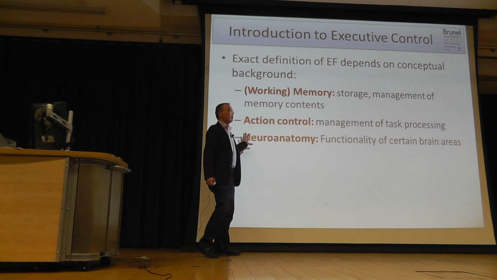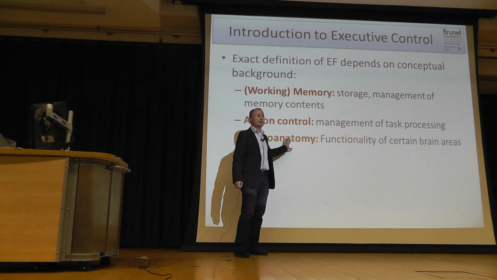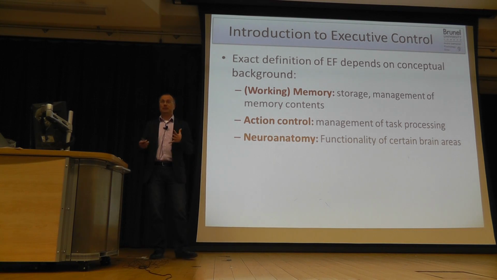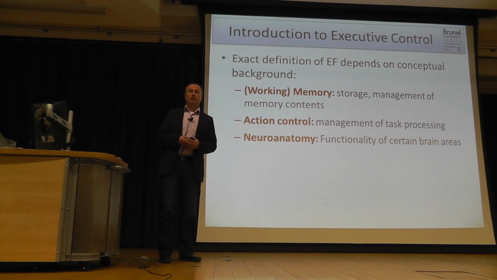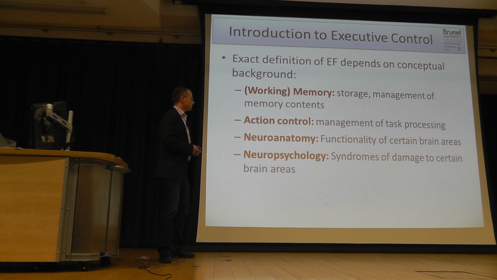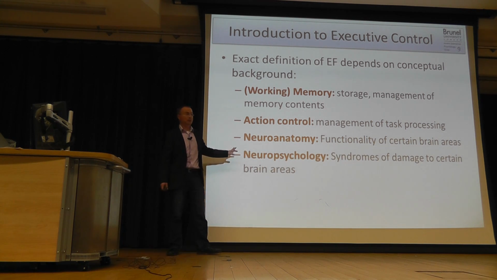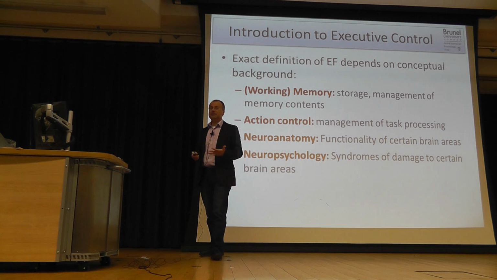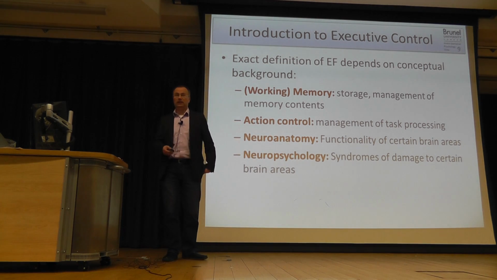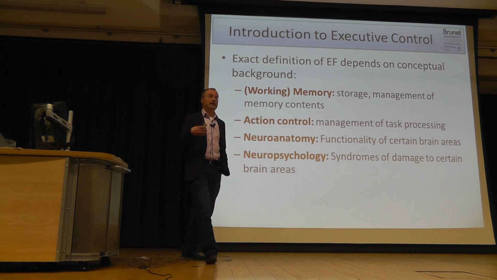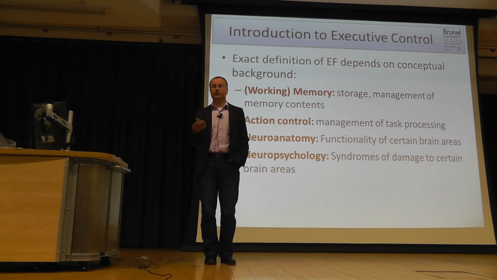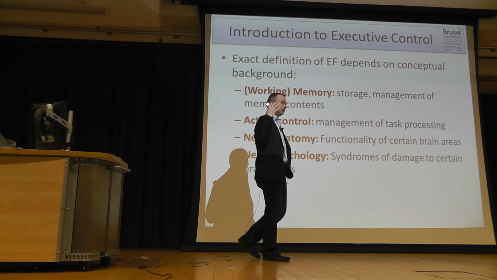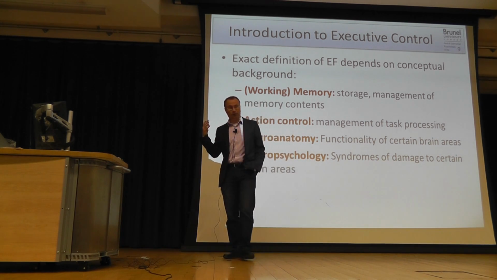Then you may have people who are more interested in the functional neuroanatomy of certain brain areas. Then you have people who look, for instance, at what the prefrontal cortex is doing. And then, I mentioned that briefly already, the area of neuropsychology, who are interested in specific syndromes. So for instance, if you have damage to the lateral prefrontal cortex, you often observe something which was originally termed, due to the anatomical location, the frontal lobe syndrome.